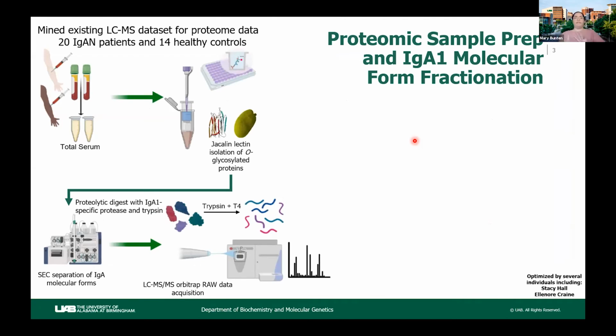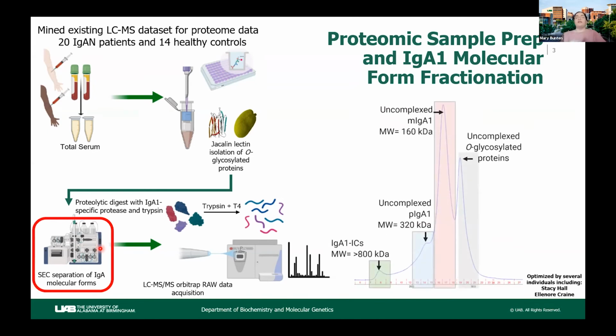Looking at the proteomic side of it, we mined existing LC-MS data sets in our lab that were used previously for their proteome data. These were IgAN patients and healthy controls. We took total serum samples and did a Jacalin lectin isolation of the O-glycosylated proteins to isolate out IgA1 bound protein complexes. Then we used size exclusion chromatography to separate the IgA1 molecular forms.